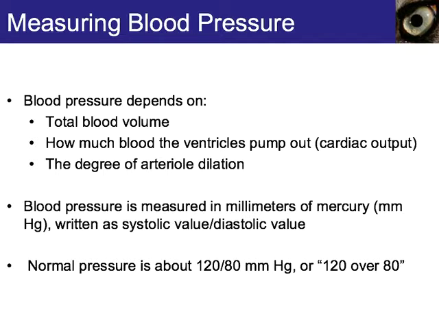Blood pressure depends on a couple of things. It depends on the total blood volume, how much blood the ventricles are pumping, and the degree of your artery dilation. And blood pressure is measured in millimeters of mercury, and it's almost always written in systolic value over diastolic value. So normal blood pressure in an adult would be 120 over 80 or some variation of that.